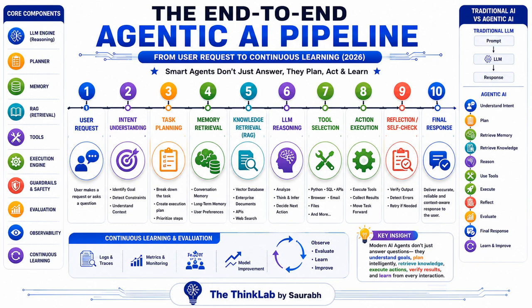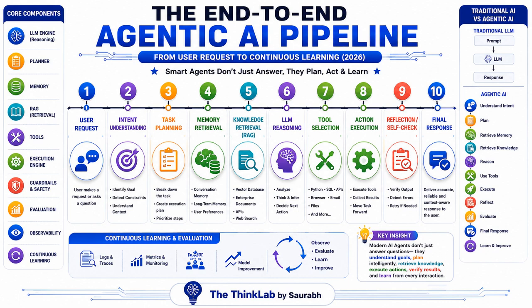So step one, user request. Every AI workflow starts with the user request. For example, a user may ask, analyze this sales data and prepare the presentation, or book my flight or hotel for next week. So the request can be simple or very complex. This becomes the starting point of the entire pipeline, right?